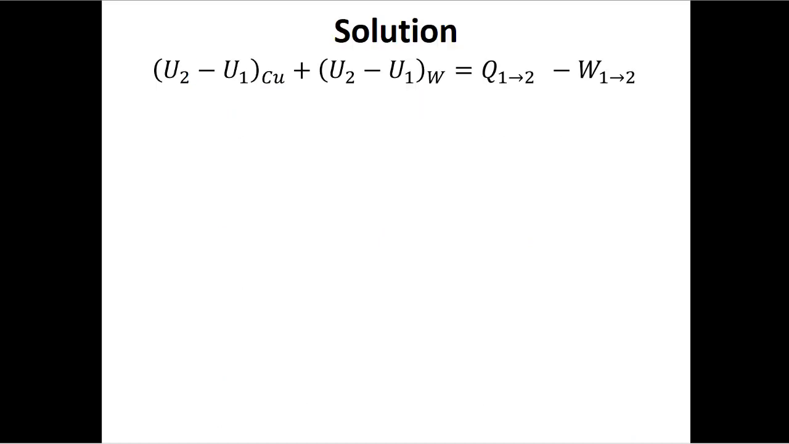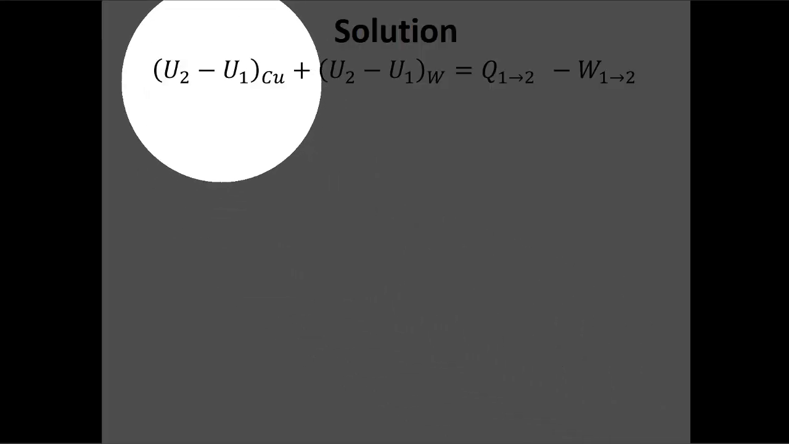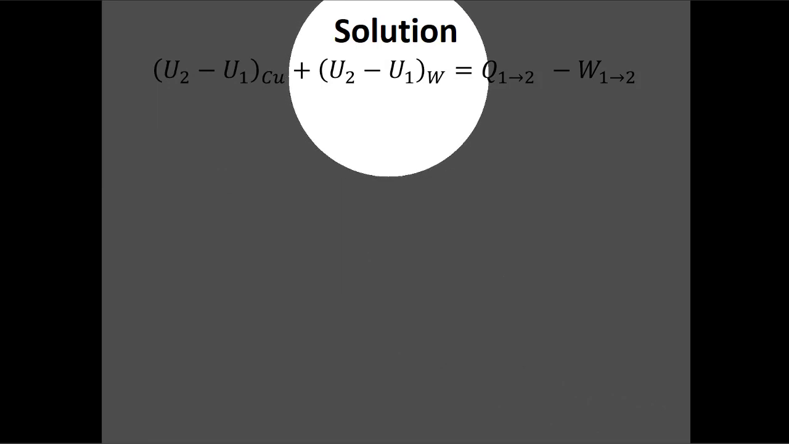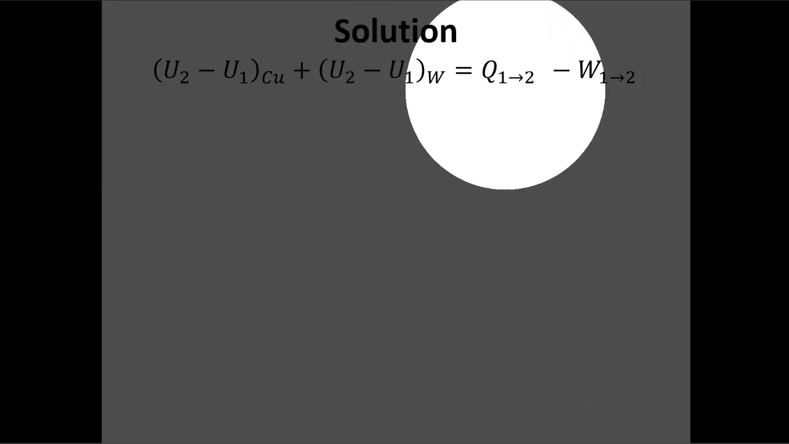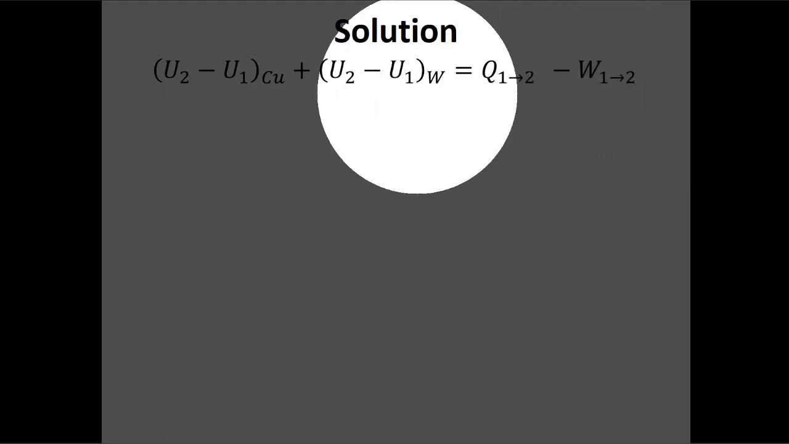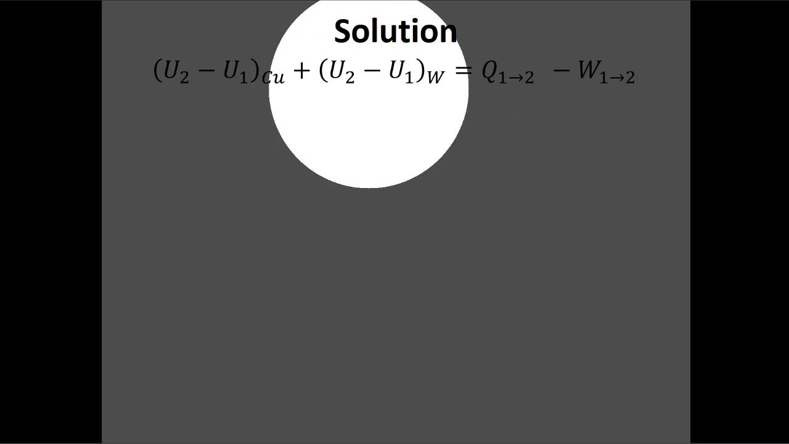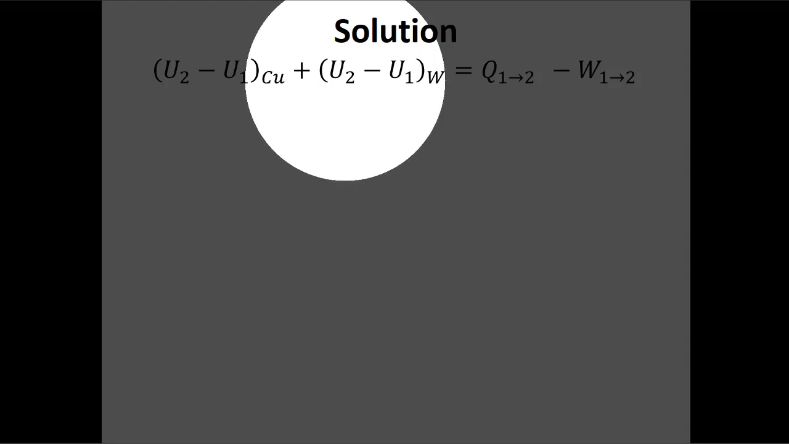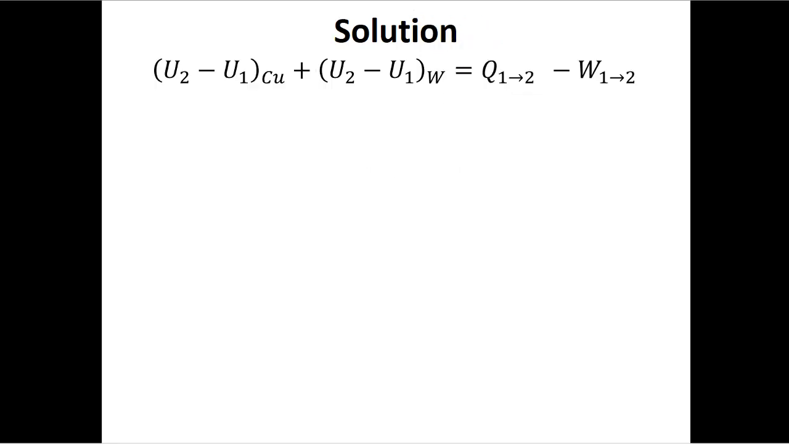equation. So my solution: my first law, I'm going to assume that the kinetic and potential energies are small, so I'm only interested in delta U. So the left-hand side of my equation here becomes the change in U for copper plus the change in U for water is equal to Q, so the heat that comes in minus the work that goes out. Now, the important thing here is that when we're talking about these changes in internal energy, we always start with the end state and we end with the beginning state. So this is U at the end minus U at the beginning. So it's always going to be U2 minus U1.